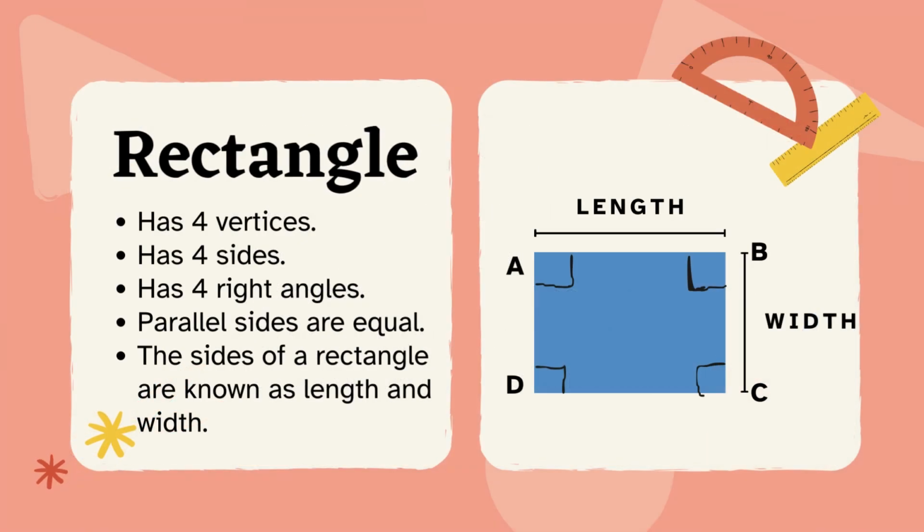As shown on the screen, a rectangle is a four-sided polygon which has four vertices. Here A, B, C and D are the four vertices. It has four sides. AB, BC, CD and DA are the four sides and it has four right angles. Also in the rectangle, opposite sides are equal. And the sides of the rectangle are called length and width. Width is also called breadth.